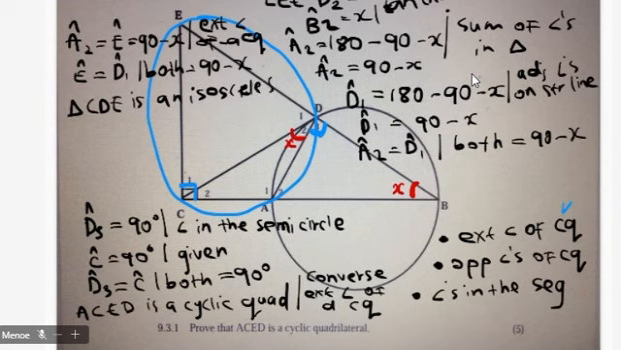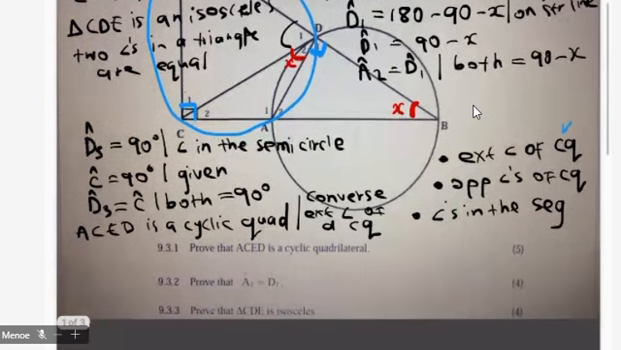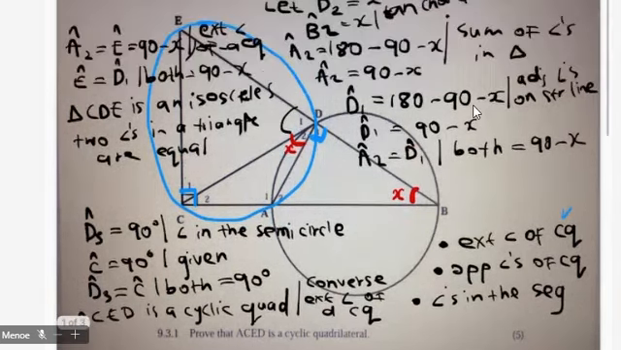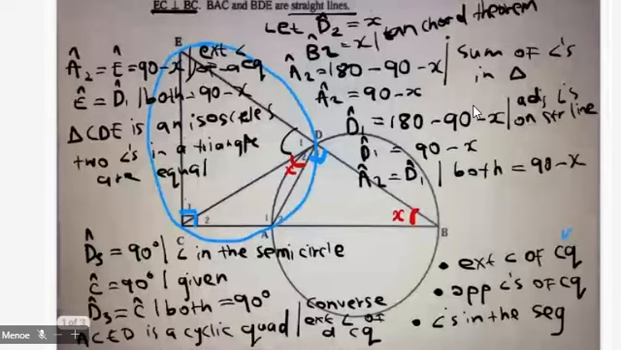Why are we saying so? Because two angles in the triangle are equal. So that's it. We are done with this question. That's how you solve your Euclidean geometry questions.